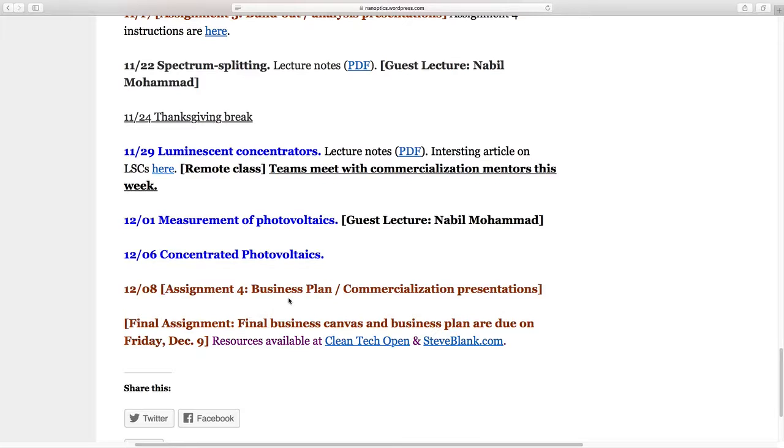Each presentation for each team is short. I don't know exactly how long, I'll let you know. It depends on the number of teams, but about 10 minutes. So I'm not talking about very long. You have to be very clear, very short, very succinct. And then the final assignment, like I said, is due Friday, December 9th, which is the business plan. I'll tell you exactly what needs to be there.